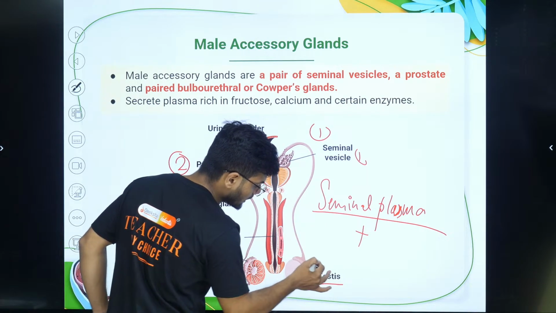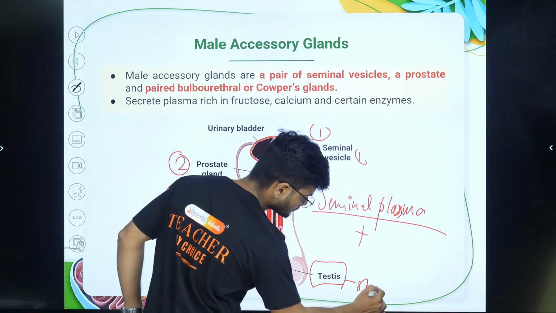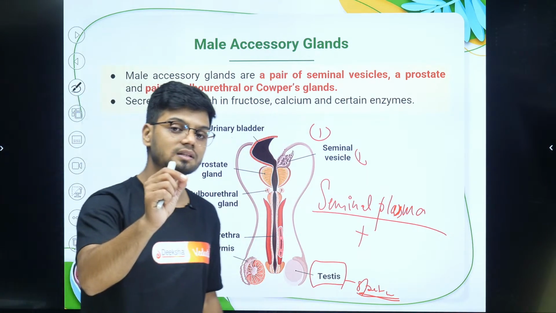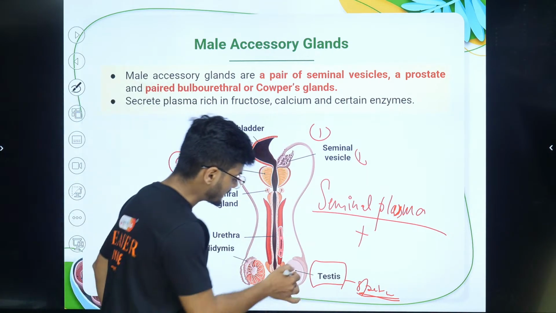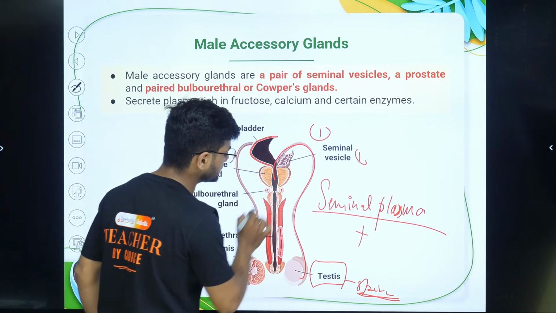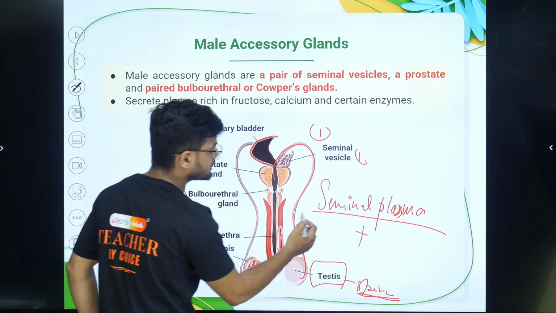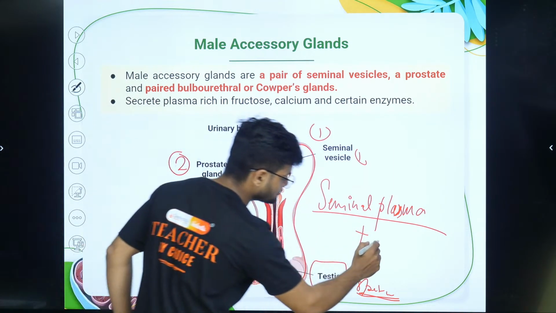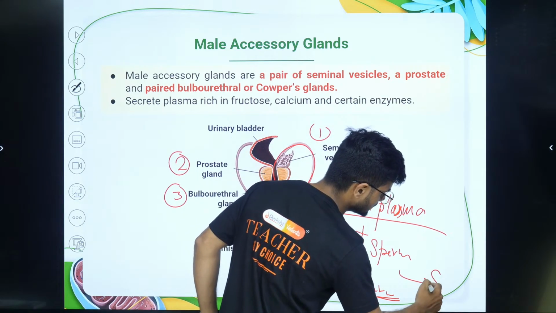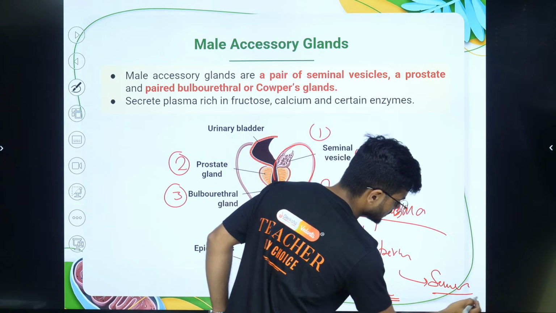What is produced from the testis? Sperm is produced in the testis. Where in the testis exactly? Seminiferous tubule. Inside the seminiferous tubule, what is happening? Sperms are being produced. The sperms are traveling now. Sperms are traveling upwards. Sperms are also coming here. So seminal plasma is the secretions of all the three glands, plus sperm. Plus the sperm will make what?